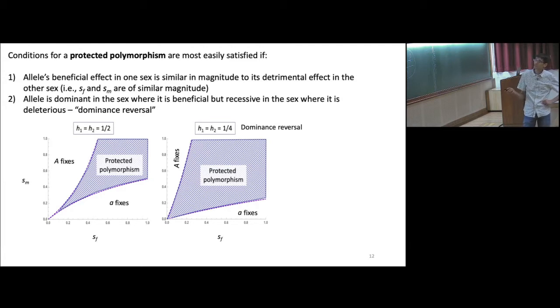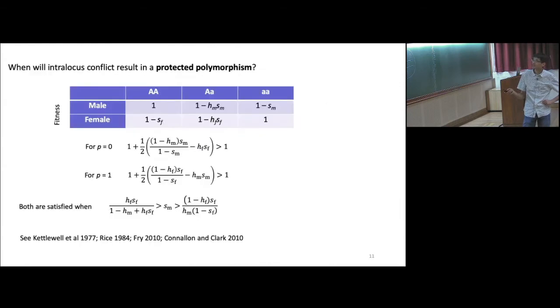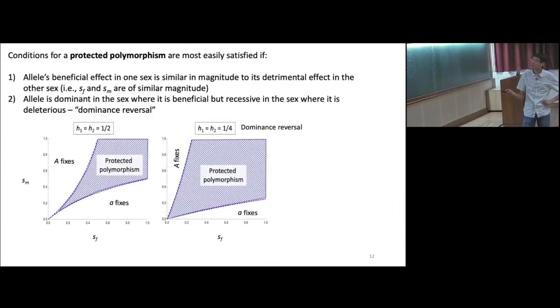And this shaded region represents when this condition is satisfied. Here I've made the assumption that, this should say HM and HF, that those are both equal to a half. And what you see is maybe somewhat what your intuition would have told you, right? So you tend to be stable along that diagonal, which represents where selection in one sex is balanced in magnitude by the opposing selection in the other sex.